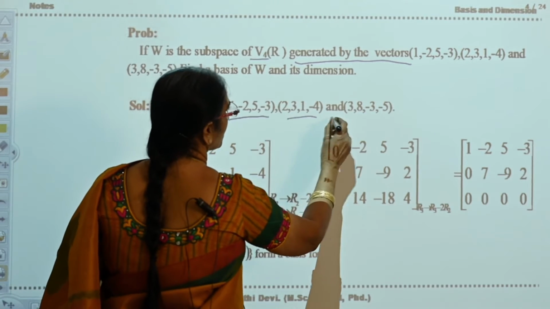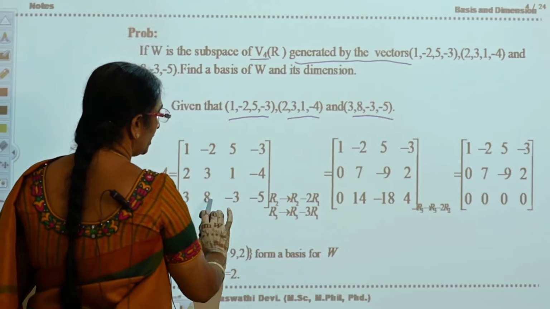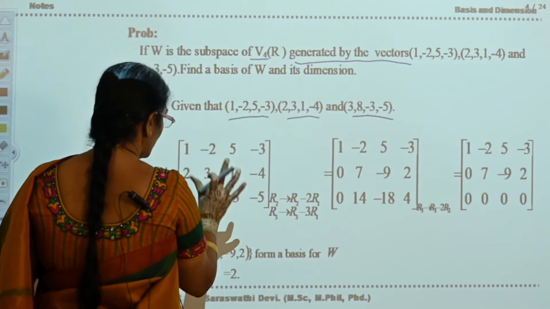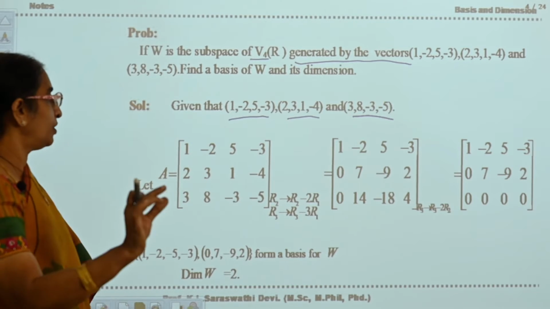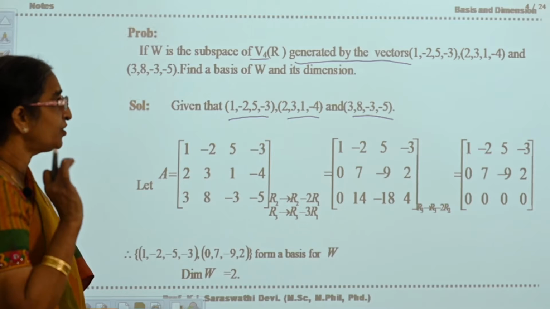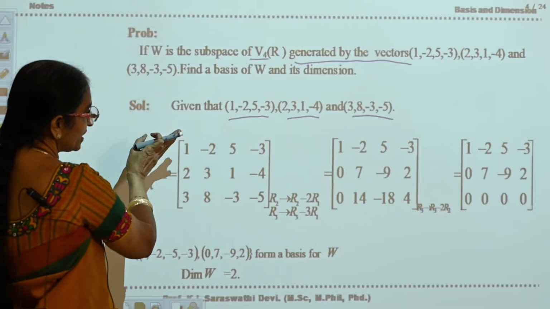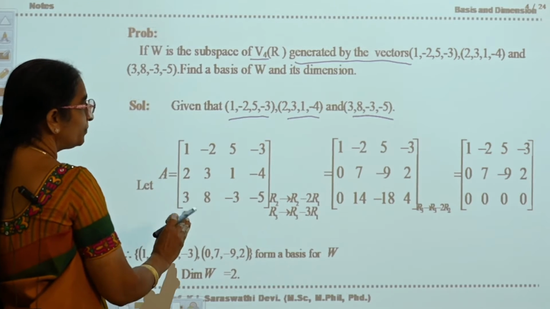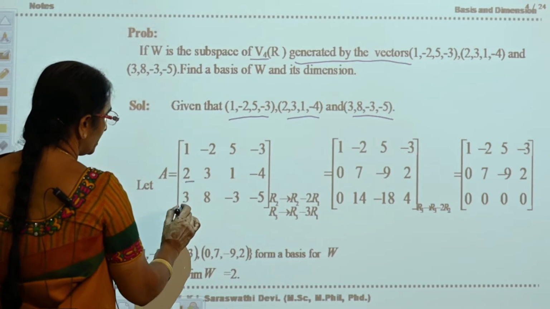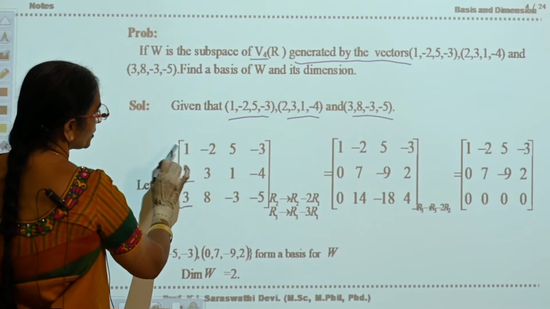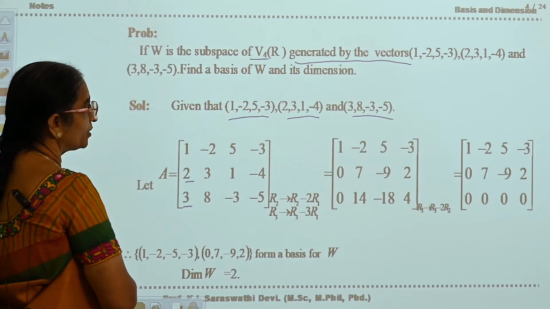The given 3 vectors are these: 1, -2, 5, -3; 2, 3, 1, -4; 3, 8, -3, -5. Take the given set of vectors and write it in matrix form, each row as one vector, and try to reduce it into echelon form. In order to reduce it into echelon form, first keep the first element of the first column, and try to make all the other elements in that column 0. That means you have to make this 0, this 0. So the first row is multiplied by -2 and added to the second row. The first row is multiplied by -3 and added to the third row.